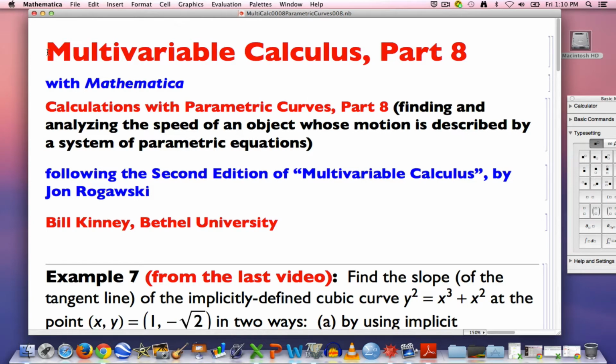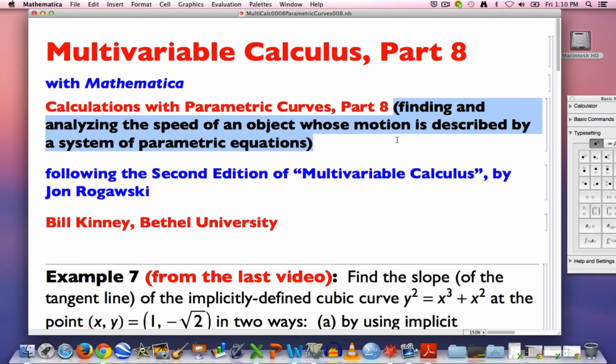Welcome to part 8 of a series of videos on multivariable calculus using Mathematica. We are continuing to think about parametric curves. Our main focus in this particular video is on finding and analyzing the speed of an object whose motion is described by a system of parametric equations that will generate a parametric curve.